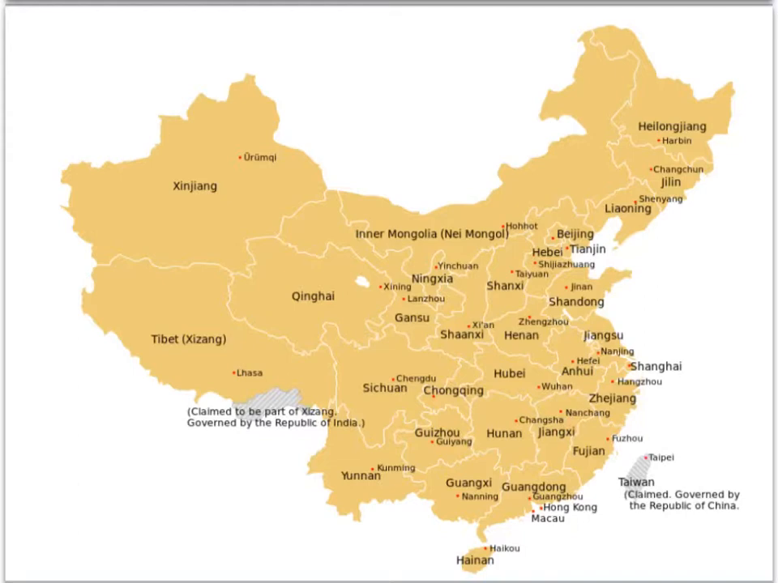Out towards the west you have two regions that China conquered last. You have Tibet with its capital of Lhasa, and you have Xinjiang as well. Now these were the two provinces that were the last to come within China, and in some sense the Chinese are even more desperate to hold on to them for that reason.